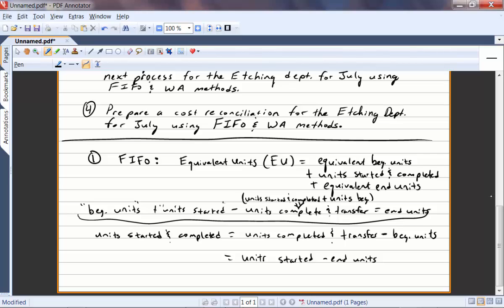And that's why in the lecture notes I wrote, if you look carefully, that it doesn't matter whether you use FIFO or weighted average. Both methods assume a FIFO inventory flow assumption. The first units that go in, the ones in the beginning, are the first ones to go out. If you assume that, then units started and completed equals units started minus ending.